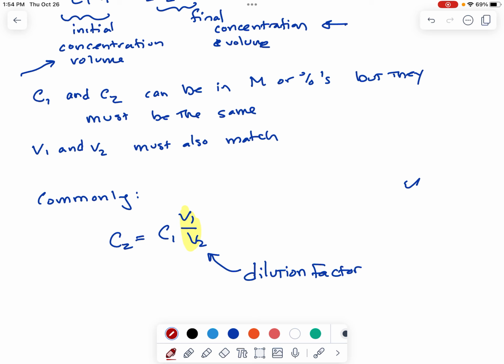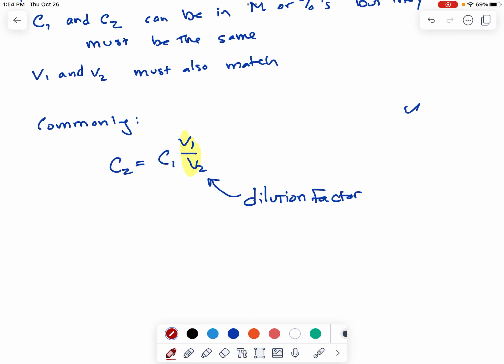So for example, for a dilution factor, and I think this is an easier way of looking at what's going on. Say you took 100 milliliters of your concentrated solution. C1 is our concentrated solution, and you diluted it to a liter. This is our dilution factor, and when it divides out, you see that it is a 1:10 dilution. So C2 is going to be 1/10 of C1.